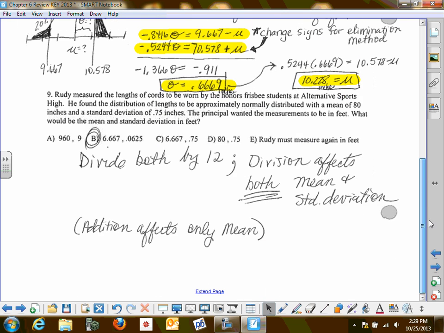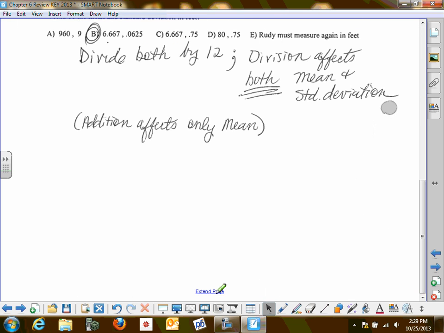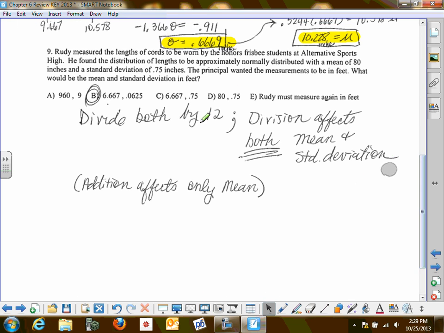Alright, we did number 8 already. And 9 is a transformation from inches into feet. So that's division by 12. And division affects both the mean and the standard deviation. So that's why you divided both the mean and the standard deviation to get B. Alright, so that's kind of midway point. Any questions so far on those? Any questions so far? We're good?